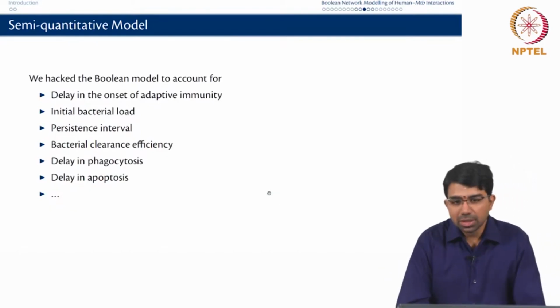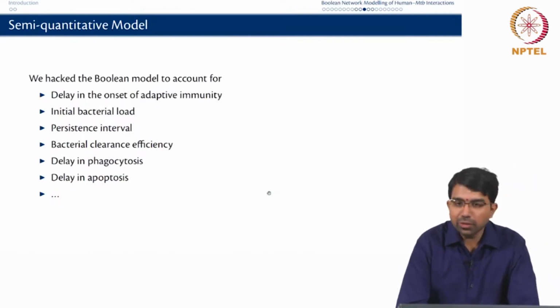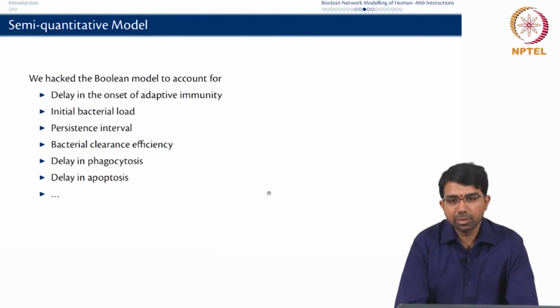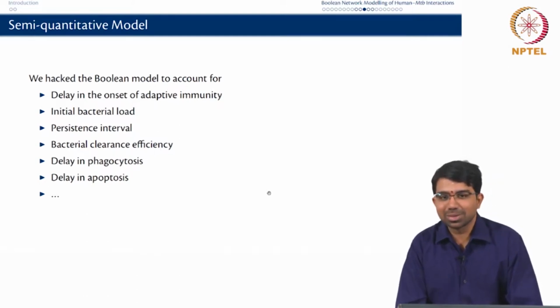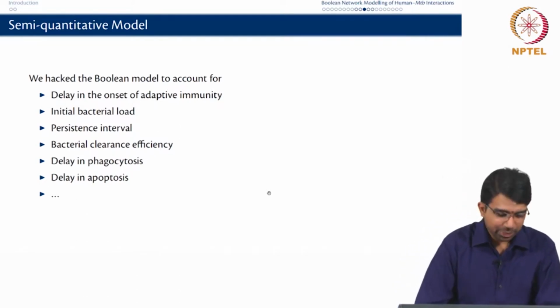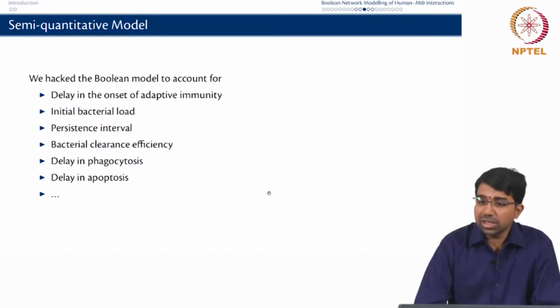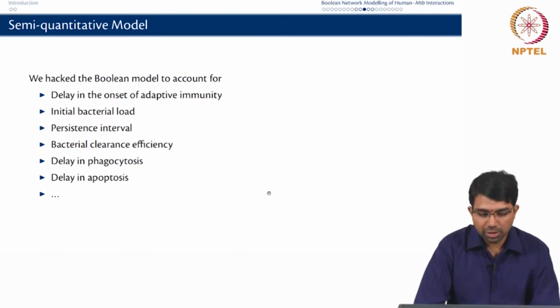We also tweaked the Boolean model to account for delay in the onset of adaptive immunity. You have an adaptive immune system, but that never kicks off on day 0, right. It kicks off only after some punishment has been received from the bacterium. And what is the initial bacterial load? Then when does persistence set in? How efficient are we at clearing the bacterium? This can depend on drugs and so on. And is there a delay in phagocytosis, apoptosis and so on and so forth.